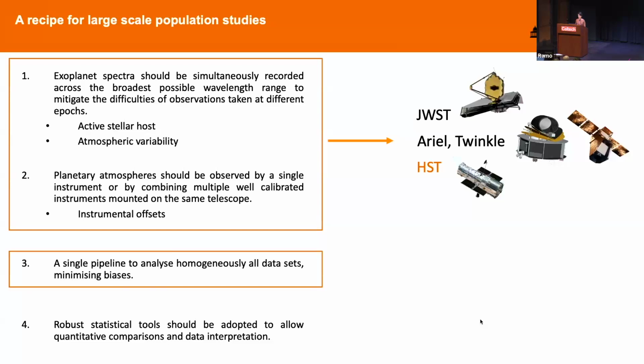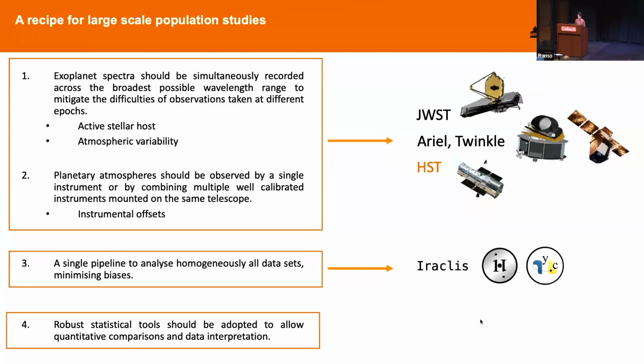The third condition for a large-scale population study should be to use a single data analysis pipeline to reduce homogeneously all data sets in the effort to mitigate reduction biases. So for this study, we use the Heracles pipeline, which has been developed specifically for HST data, but that has also been used to reduce JWST data.